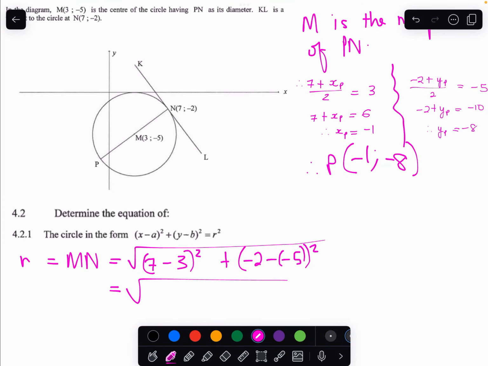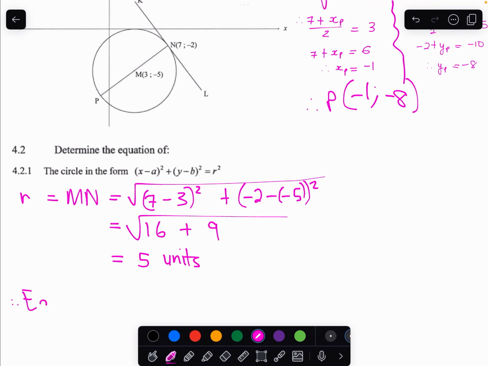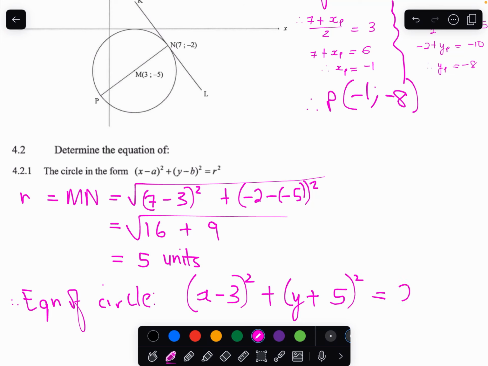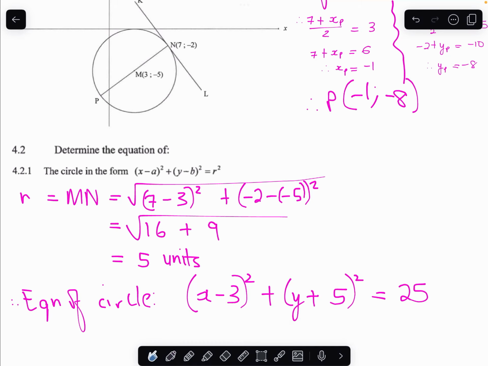Right, so r is 5 units long, and so therefore the equation of the circle will be (x minus 3) squared plus (y plus 5) squared is equal to r squared, 5 squared, which is 25. Do we agree, Memo? That we do. Awesome.